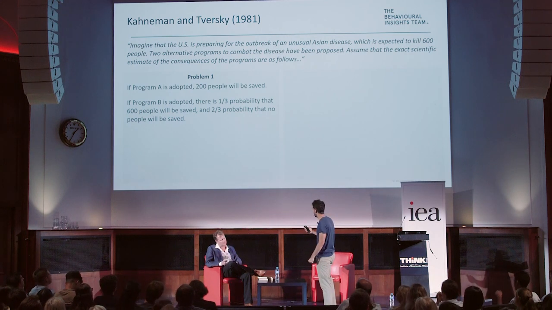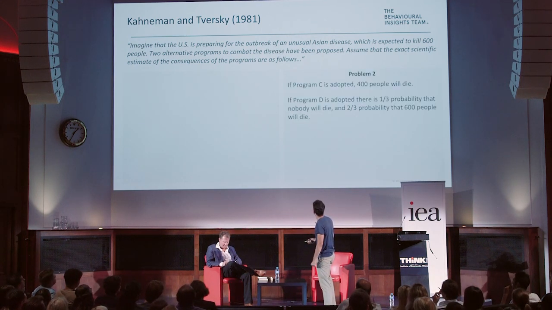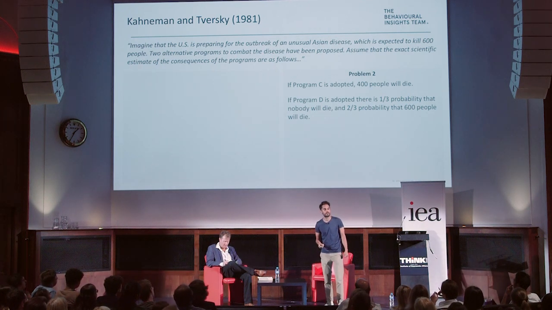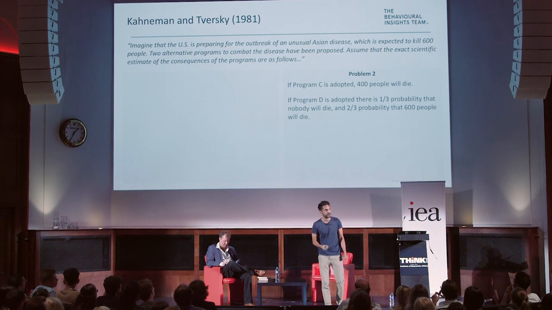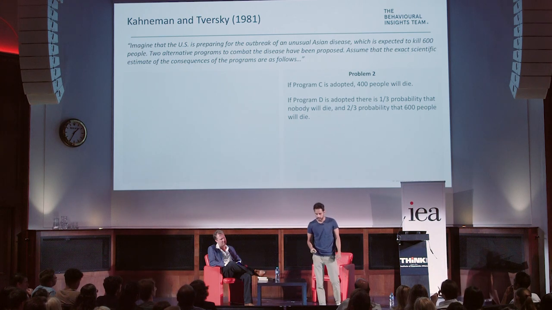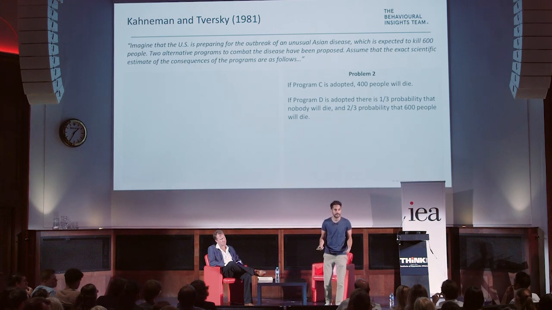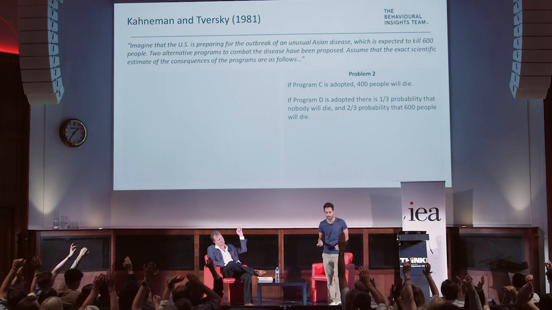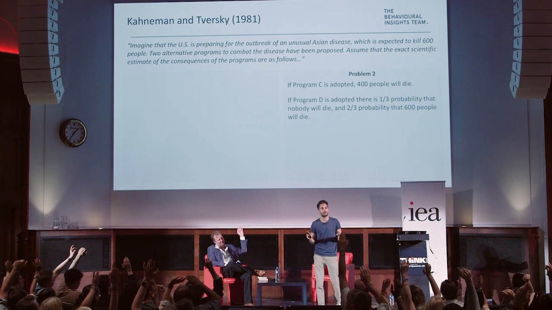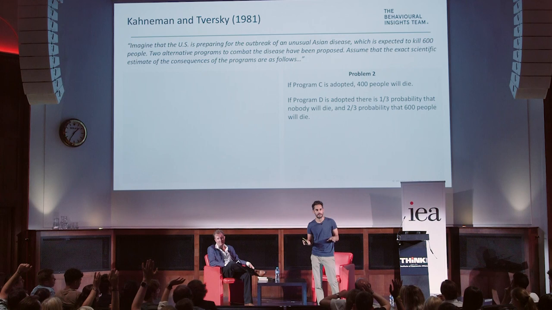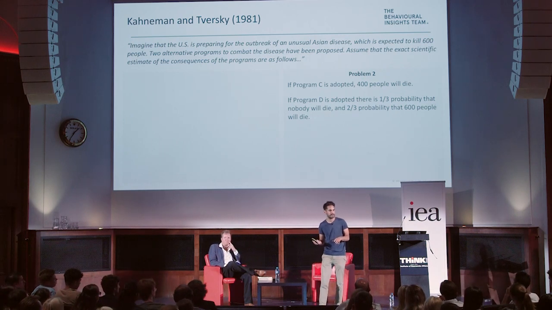Thank you. Secondly, a different group of people were shown this. If program C is adopted, 400 people will die. Right? We know this for sure. If program D is adopted, there's a one-third probability that nobody will die, and a two-thirds probability that 600 people will die. Again, everybody put your hands up, please. Thank you. Keep your hand up if you think people went for C, and put it down if you think people went for D. Okay, I think in this case people are saying most people probably went for D.